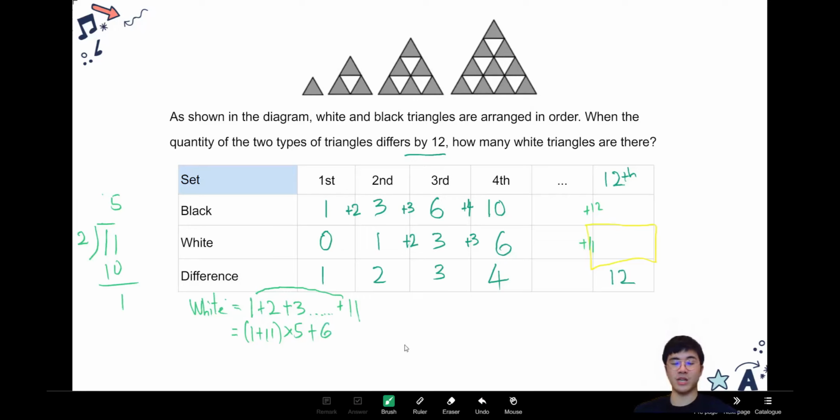Since we have this equation ready, let's do the calculations. 11 plus 1, we get 12. Multiplied by 5, it is 60. So 60 plus 6, we get 66. So as a conclusion, there are 66 white triangles as written here.